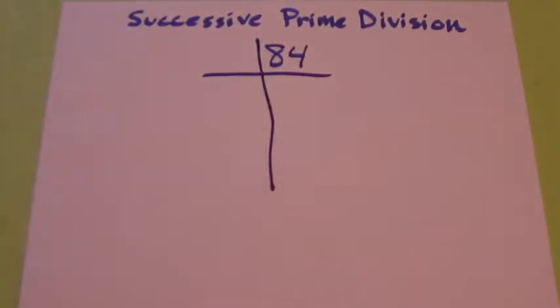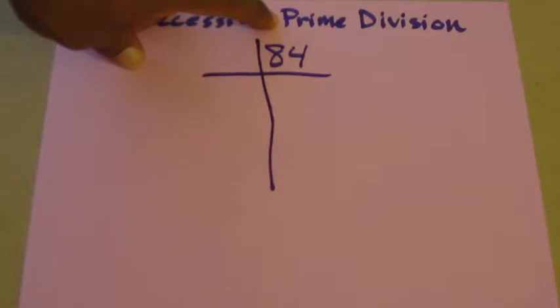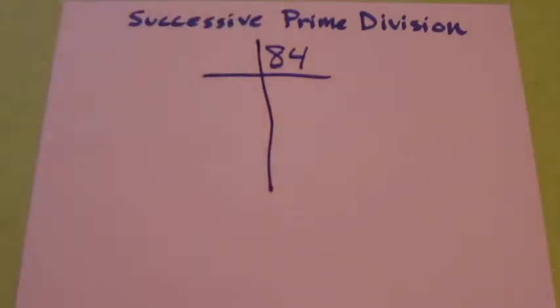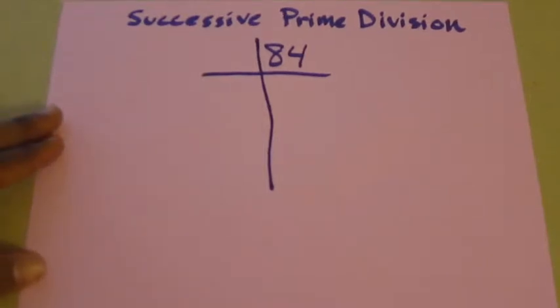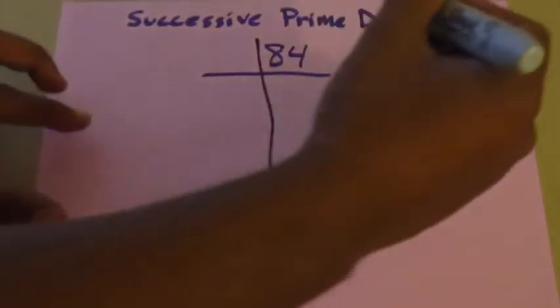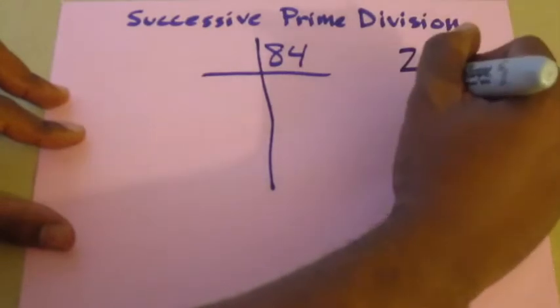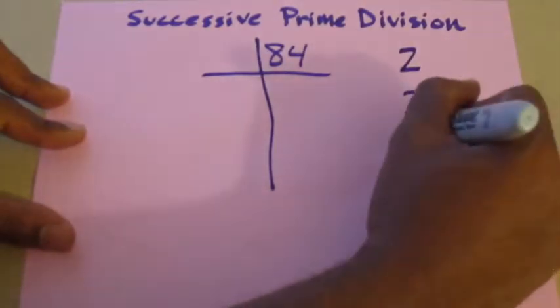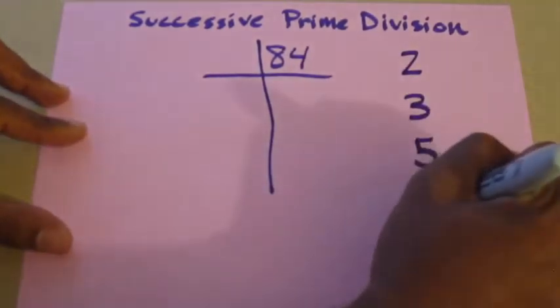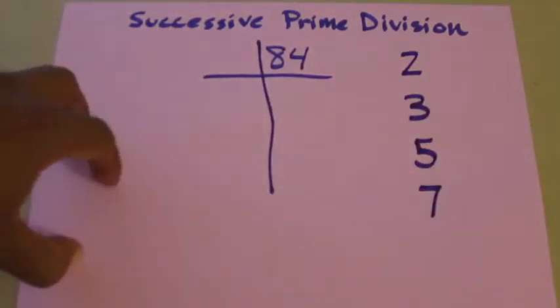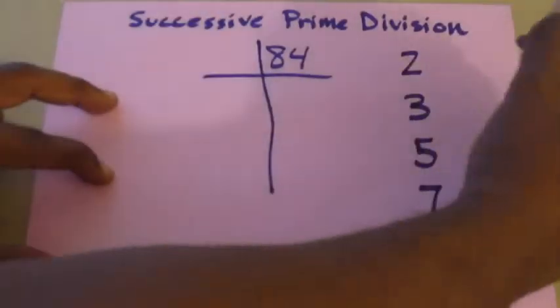Alright? One of the most important things to remember when you're doing successive prime division is that this word here is involved, prime. So, the numbers we will be looking at to help us solve our problem today are all going to be prime numbers. And I'm going to start you off by looking at just the first 4 prime numbers. 2, 3, 5, and 7. Those are the first 4 prime numbers.